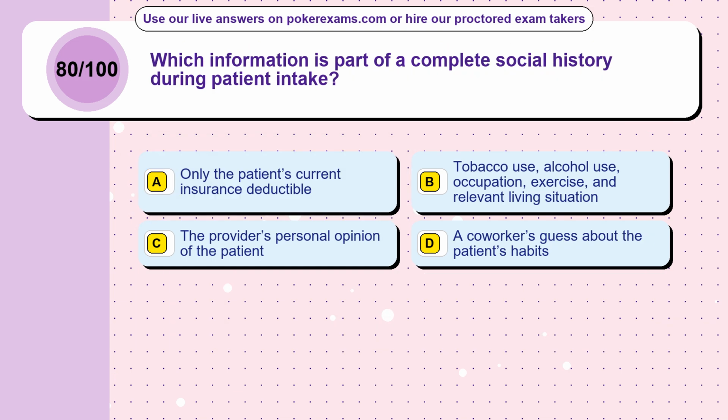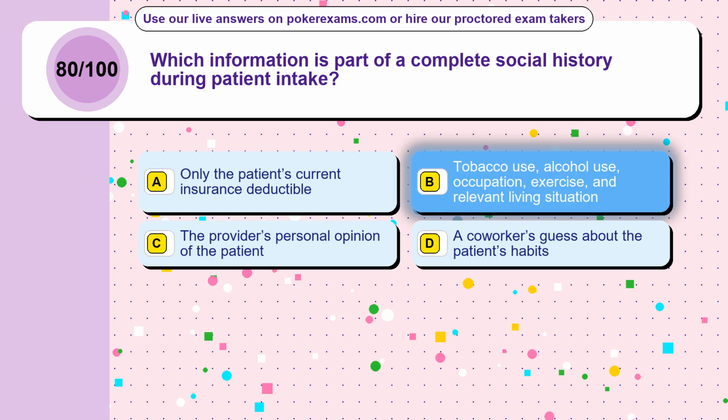Question 80. Which information is part of a complete social history during patient intake? Option A. Only the patient's current insurance deductible. Option B. Tobacco use, alcohol use, occupation, exercise, and relevant living situation. Option C. The provider's personal opinion of the patient. Option D. A coworker's guess about the patient's habits. The correct answer is option B.